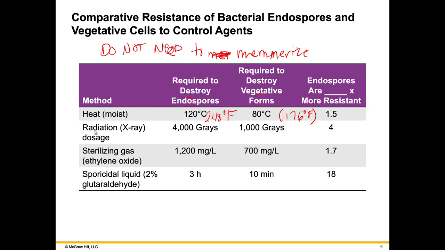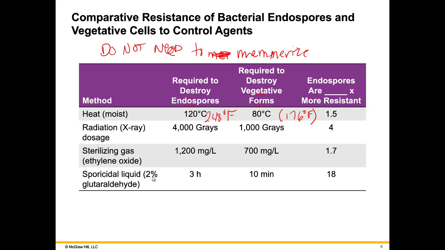Now let's look at radiation. Radiation is measured in grays. If we compare the amount required to destroy vegetative cells to endospores, we can see we need a lot more radiation to kill endospores compared to vegetative forms. So, in fact, 4 times more. The ethylene oxide gas, you see the numbers here, 700 and 1200. 700 is for the vegetative cells. We need 1200 micrograms per liter in order to kill an endospore. So endospores are 1.7 times more resistant than vegetative cells when it comes to the sterilizing gas.